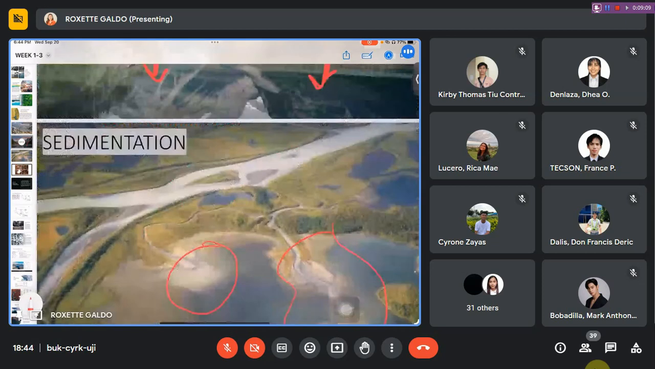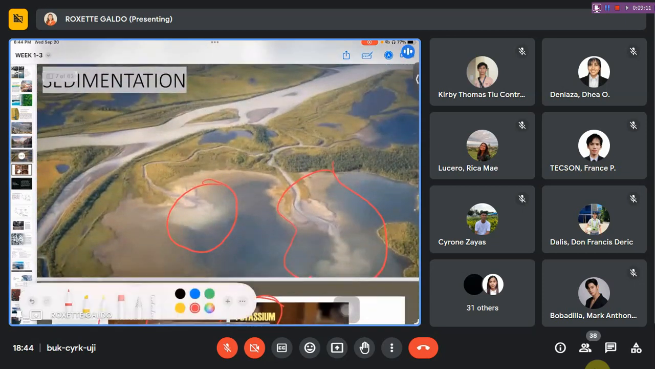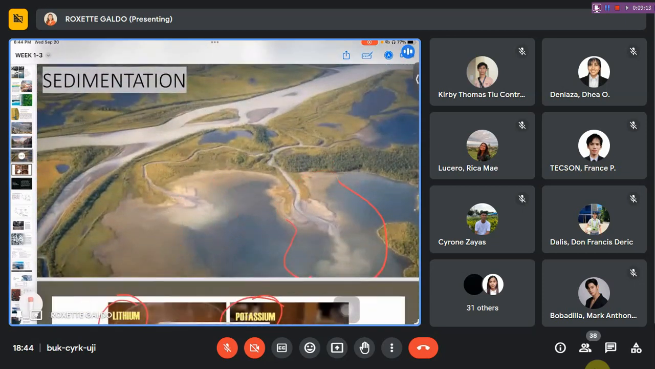Okay. Next is the sedimentation. So sedimentation happens when rocks, large rocks, are being weathered, meaning madugmok sila. And if madugmok ang dagko nga bato, syempre naaman ay mga small particles or mga abog-abog. So kanang mga small particles or mga abog-abog, they will be transferred from one place to another. It's either through wind or through water.